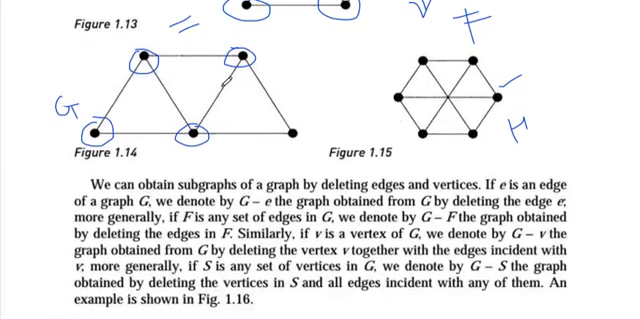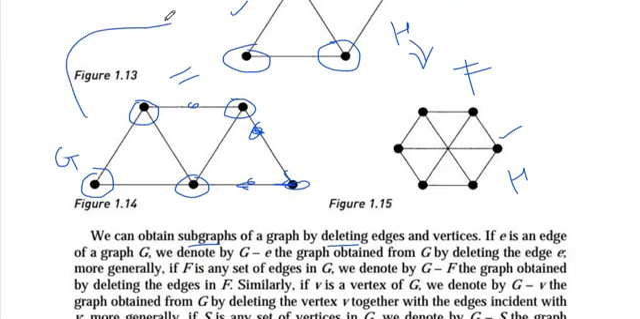We can also obtain a subgraph of a graph by deleting edges and vertices. If we delete some of the edges and some of the vertices of any particular graph, then we can obtain a subgraph of that particular graph. Just like here, we delete these vertices, these edges, and these edges also, then what will this graph become? So we can say that this is a subgraph of that particular graph G.